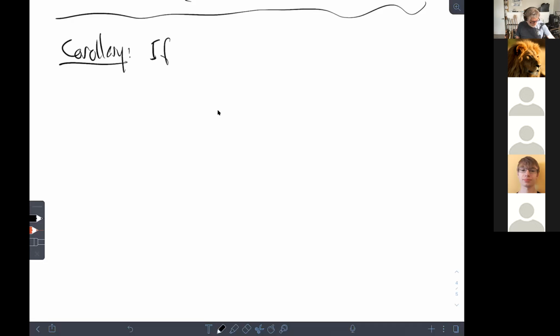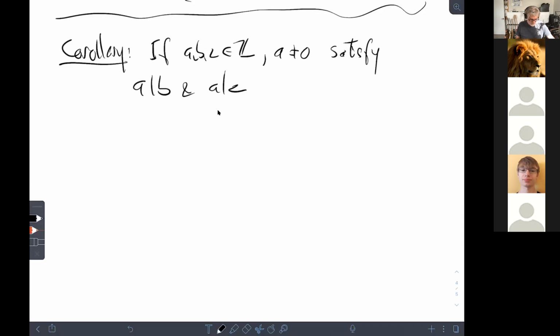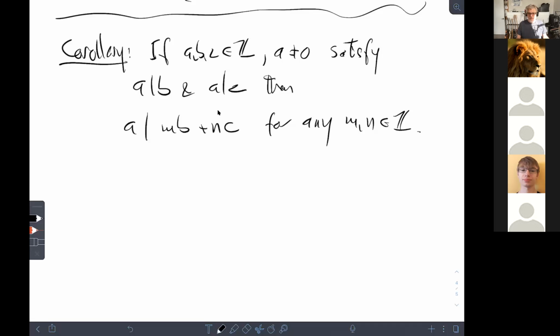So if I have 3 integers, a is not 0, satisfy the following. A divides B and A divides C, then A divides M times B plus N times C for any M, N integers. Okay, let's try to parse that.